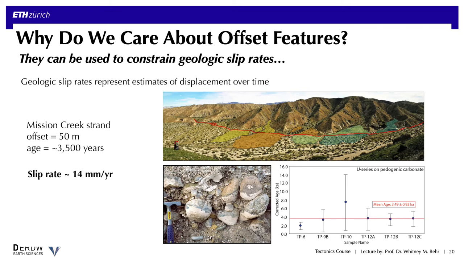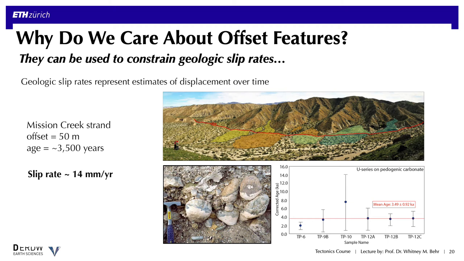And what allows us to do this is the development of multiple quaternary geochronometers, especially over the last 20 years or so, that permit us to date the timing of deposition and/or stabilization of geomorphic features. There are multiple methods we can talk more about during class, if you like, including cosmogenic dating, optically stimulated luminescence, radiocarbon. And the example I'm showing here is U-series dating on pedogenic carbonate, which was used to date the offset alluvial fans along the San Andreas in this image that I showed you earlier.